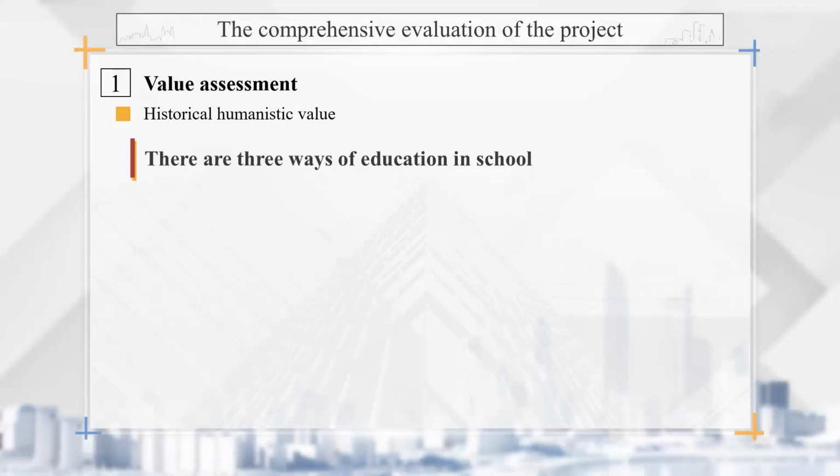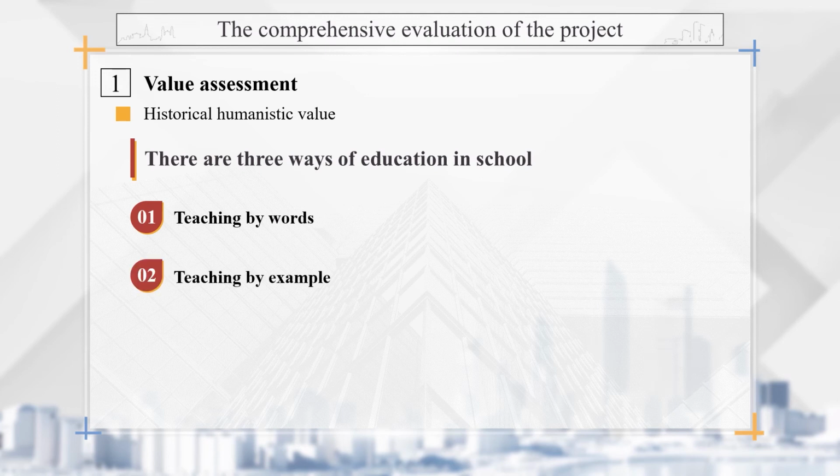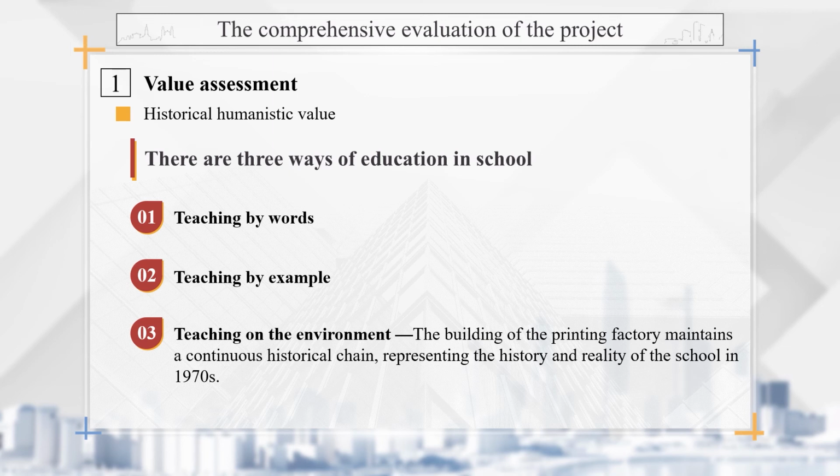There are 3 ways of education in school: teaching by words, teaching by example, and teaching by the environment. As a memory carrier, architecture maintains the emotion of students and the school. Every building on campus is describing a continuous and irreplaceable human history. The building of the printing factory maintains a continuous historical chain, representing the history and the reality of the school in the 1970s, and should not be forgotten.